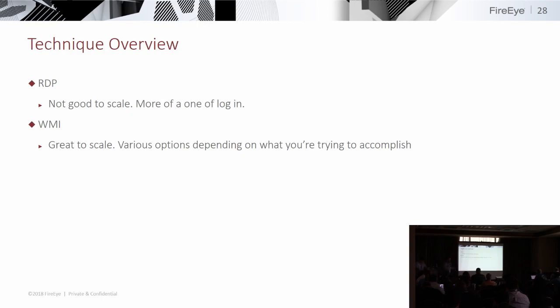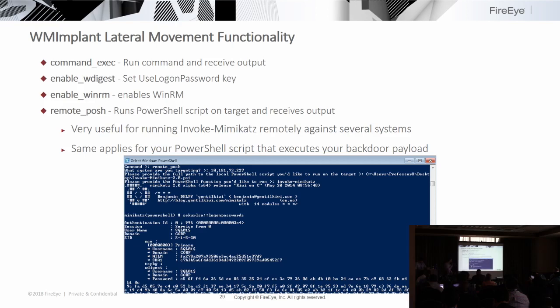But if you want to do a one-off login, access an application, or just look around, and you're on an internal network already, or you're using a SOCKS proxy to tunnel into a network, RDP is a really good way of doing that. Next slide. There are a few things I want to point out when it comes to WMI.